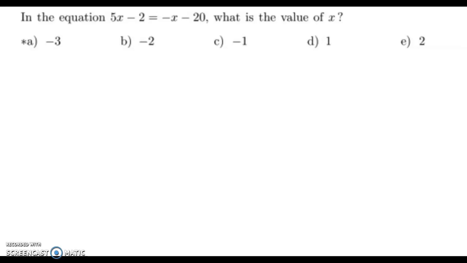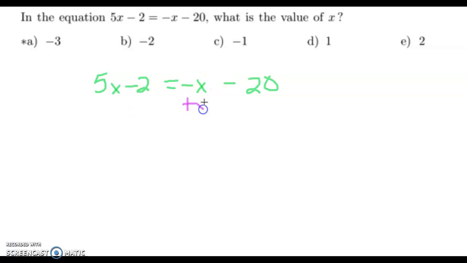It says in the equation 5x minus 2 equals negative x minus 20, what is the value of x? All right, the first thing we have to do is make sure that all of our variables are on the left side and all of our constants are on the right side. So by doing that, I'm going to go ahead and move this x here to the left side because that's where I want my variables.